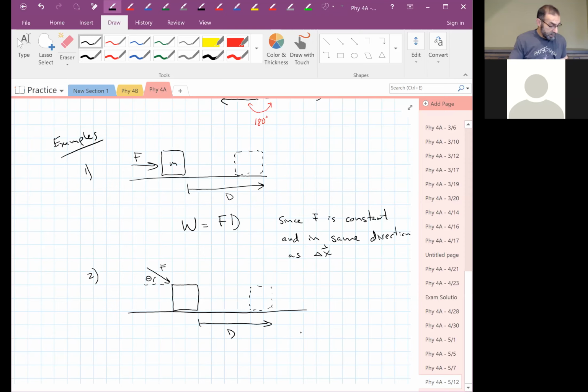Okay, so let's draw a free body diagram for our box. We've got a normal force. Let's ignore friction in this case. All we care about is our pushing force. So we've got the weight, and we've got our pushing force, which we can break up into an Fx and an Fy, right?